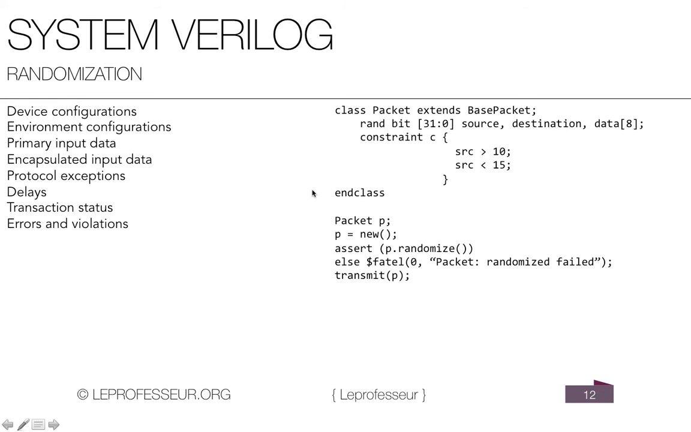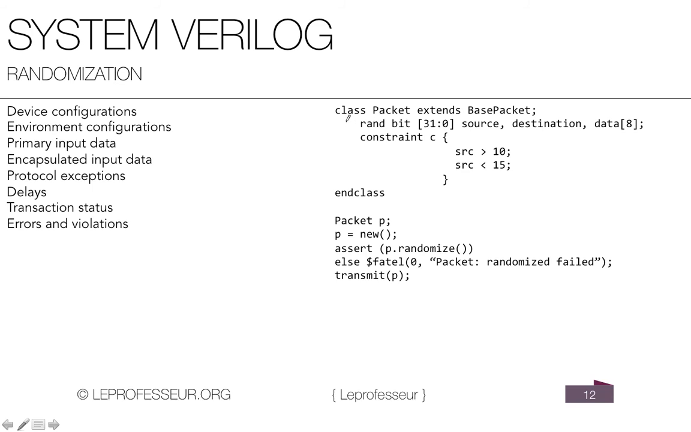Now let's talk about randomization. Where can we do randomization? As we discussed, we can randomize the data packet, say an 8-bit bus. We can randomize what data we are giving. We can randomize device configurations, environment configurations, primary input data, encapsulated input data, protocol exceptions, delays, transaction status, errors and violations.